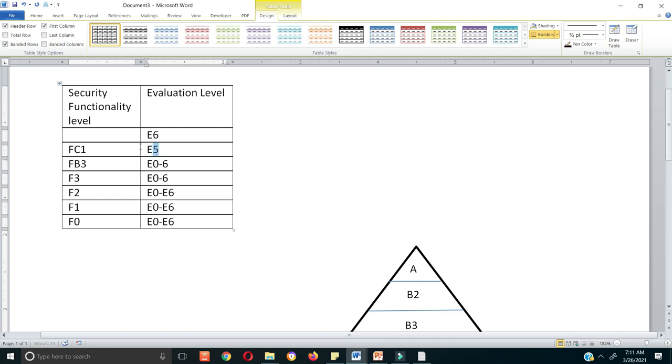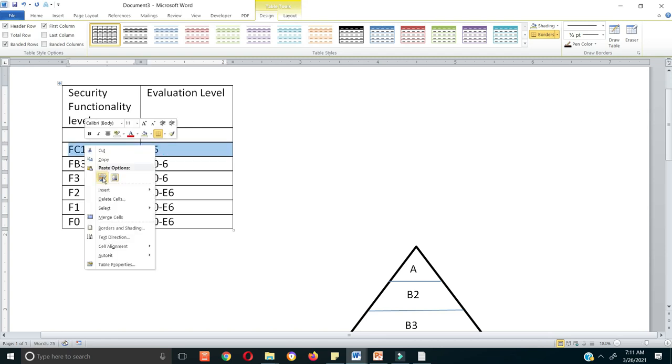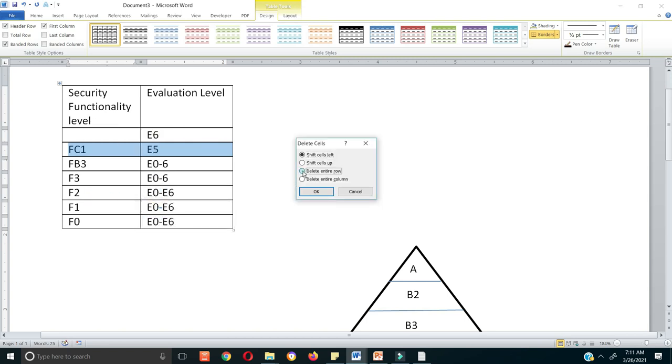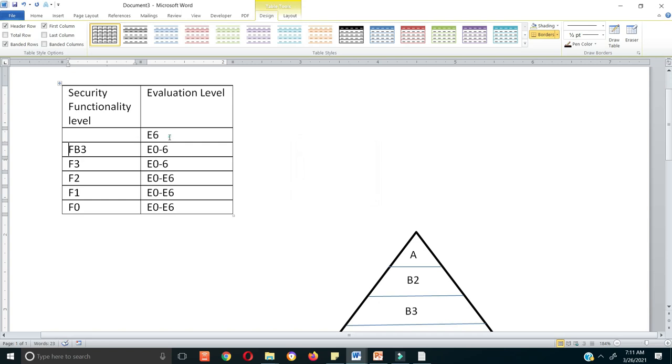What happens after FB3 is that the system now branches out. The system now branches out.